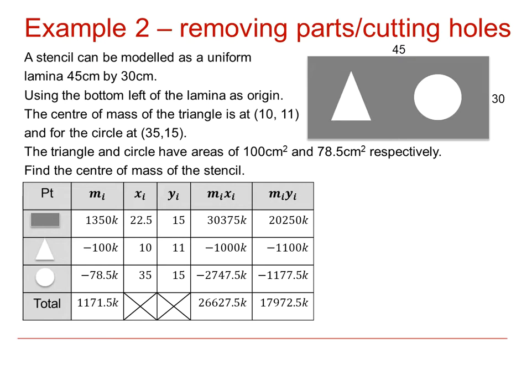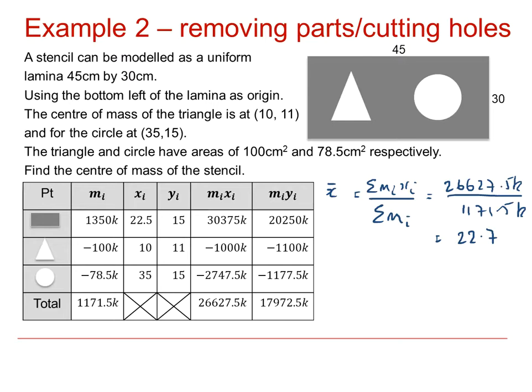And then to calculate the positions of the center of mass, X bar is going to be the sum of MiXi divided by sigma Mi, and we can see from our table then that's 26627.5k divided by 1171.5k, and that turns out to be 22.7.